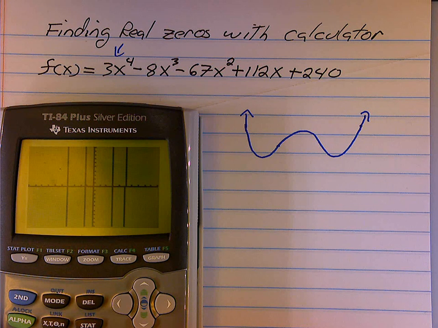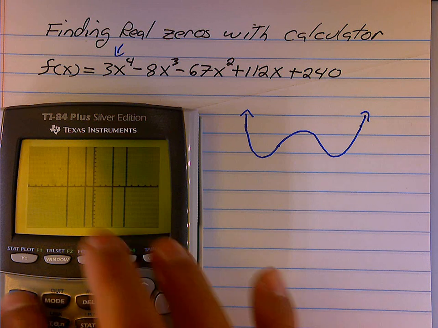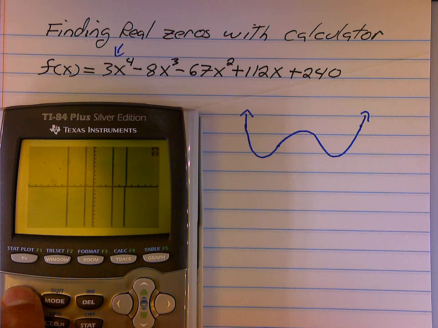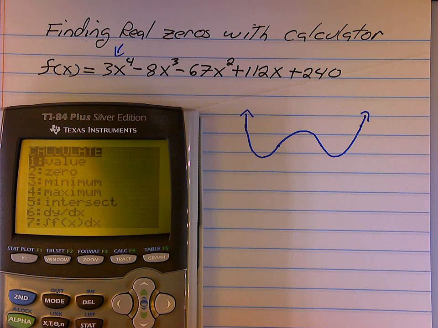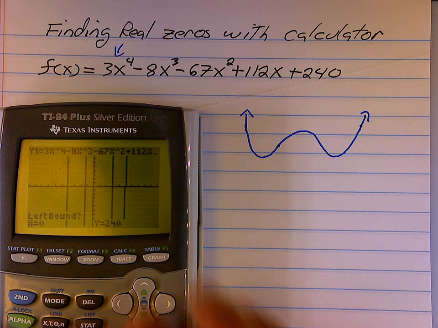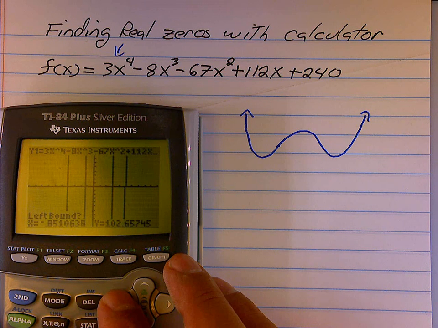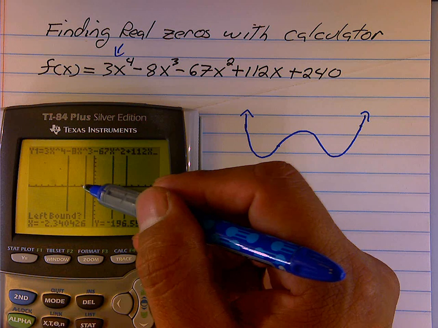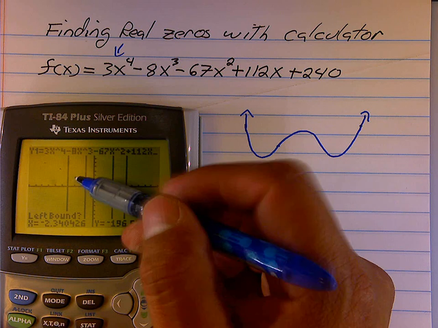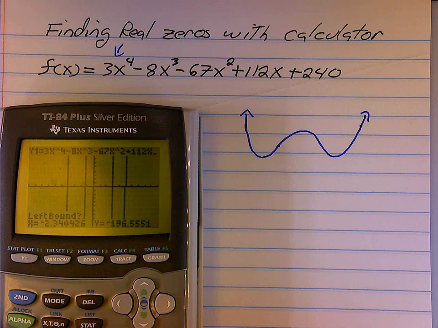Now I'm going to use the calculator to help me find those zeros. I'm going to hit second function, calculate. That's right there on the trace. And I'm going to ask it to help me find a zero. Now, the problem with this is you have to have a good idea of where they're at. This is why it's so important to have the scale. This is 0, -1, -2, -3, -4, -5.